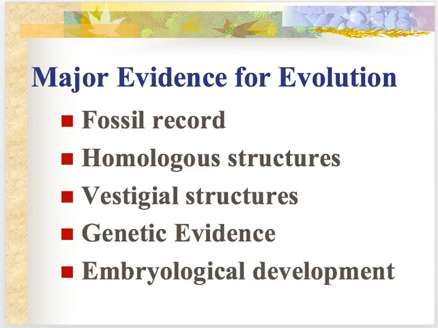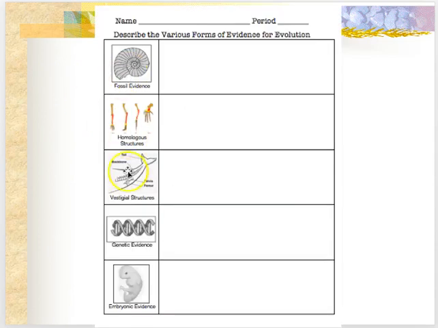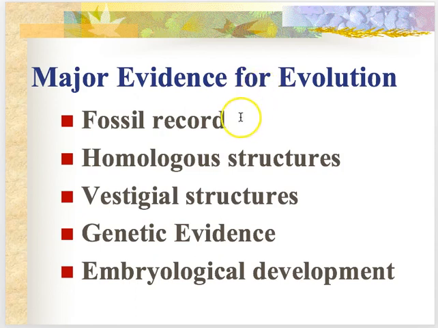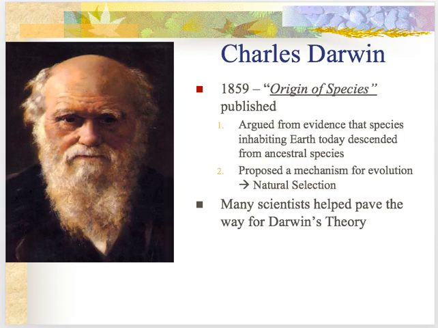Major evidence for evolution. That is what our notes are about, and that's what each of these items are. They're evidence of evolution, and that is the fossil record, the homologous structures that we had our activity on before, vestigial structures, I talked a little bit about that one, genetic evidence, and embryological evidence. All of these support Darwin.